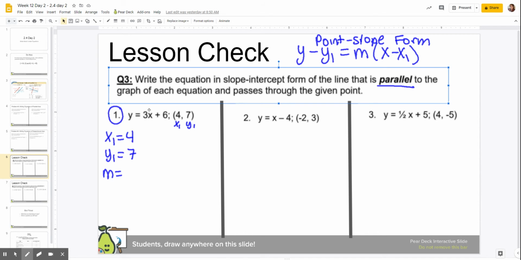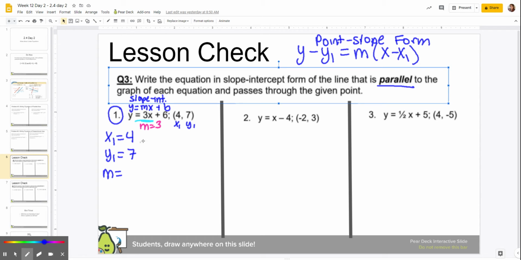If I look at this, they give me an equation instead of just a slope. So if I look at this formula, I notice y is by itself, and it has an mx plus b. So they gave me an equation in slope-intercept form. The only thing I care about when I look at this example is what the slope of the original equation is. The slope of the original equation is m equals 3.